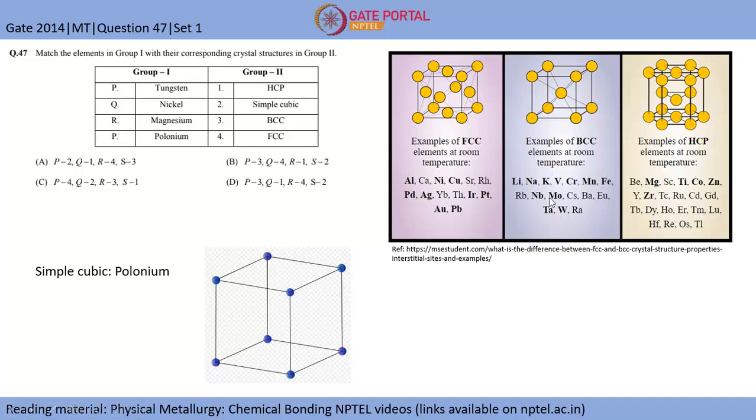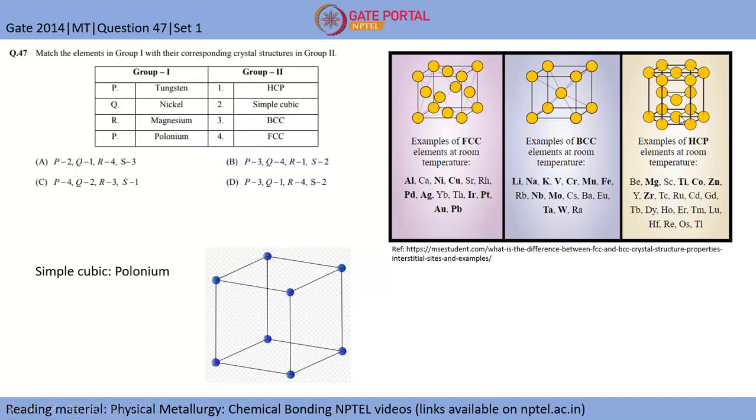Here mostly manganese, iron and tungsten will be present. And in HCP you can see magnesium, zirconium, zinc, cobalt. Like this the atoms will be distributed in the HCP structure. And simple cubic is polonium. So here you can see that tungsten, denoted by W, is BCC. So P is 3. And nickel is basically FCC crystal structure. So Q is 4. P3, Q4.